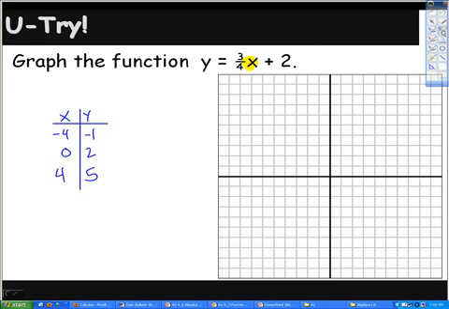So now I have my 3 points. -4, -1 is right here. 0, 2, right there. And 4, 5 right there. These points should lie nicely on a line. Just connect them up here and draw our line. How'd you do?